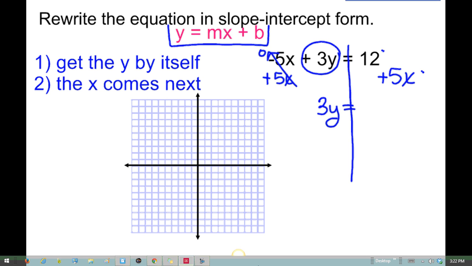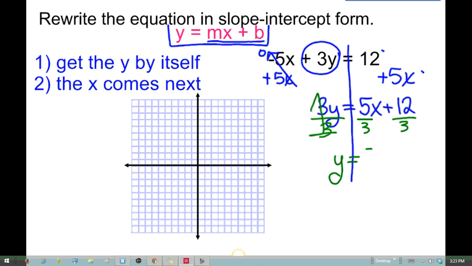And if I look at my original equation, what I'm trying to get to, I need the 5x first, and I need the 12 at the end. Now, should this be a plus 12 or a minus 12? Well, this original 12 was positive, so I'm going to put a plus sign in there. And my final step to get the y by itself is to divide every piece by 3. I've got a coefficient of 1, and 1y is the same thing as just y.